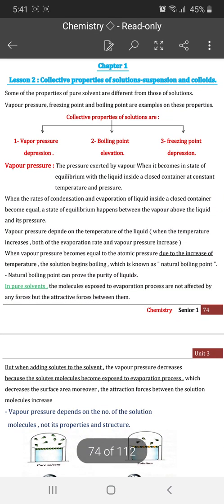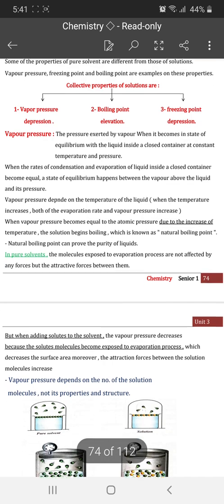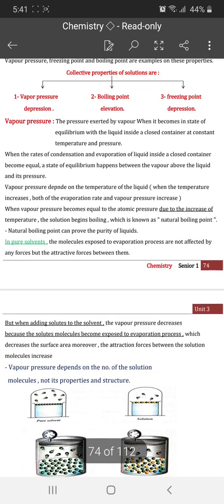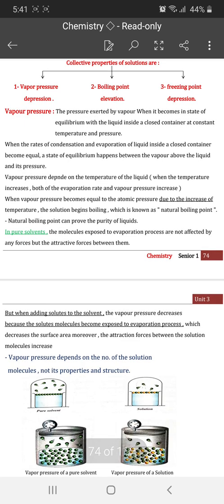Hi, Senior One. Today we will talk about colligative properties of solution and suspension and colloid. First, let's study the colligative properties of solution. We have three main properties. We will talk about them: the vapor pressure, the boiling point, and the freezing point.